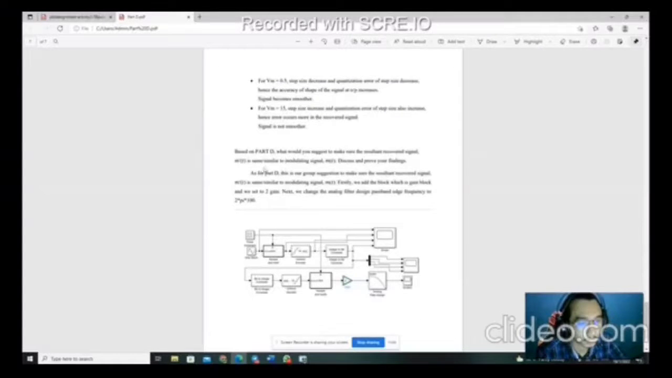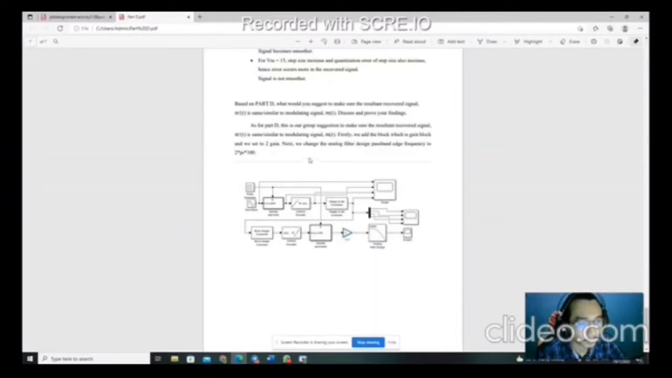Now for part B, this is our group's suggestion to make sure the resultant recovered signal m(t) is similar to the modulating signal m(t). Firstly, we add a gain block, and we set the gain to 2. Next, we change the analog filter design passband edge frequency to 2/100. So the waveform is slightly similar. That's all from me. Thank you.